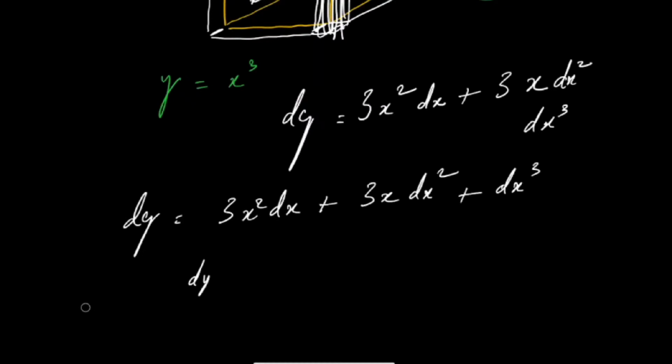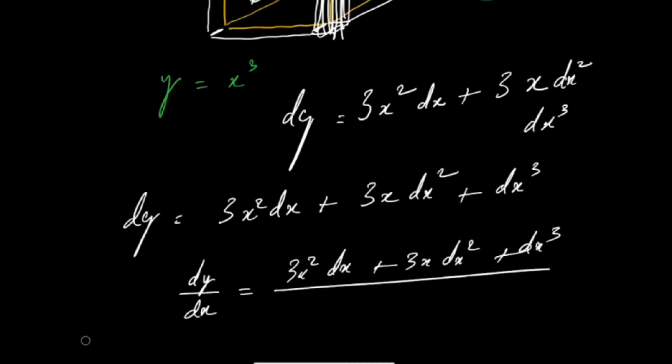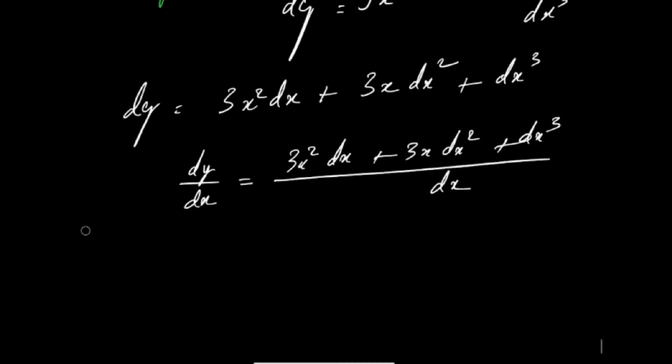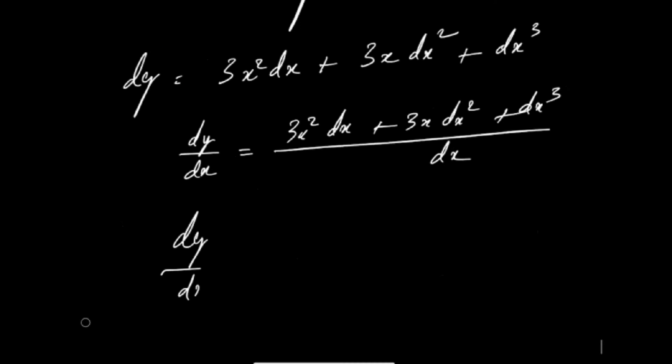Now if I divide the equation by dx on both sides, what will I get? 3x squared dx plus 3x dx squared plus dx cubed, divided by dx. So what will I get? dy by dx equals, if I separate all the three parts, 3x squared, dx will cancel, and dx squared by dx is dx, and dx cubed by dx is dx squared.